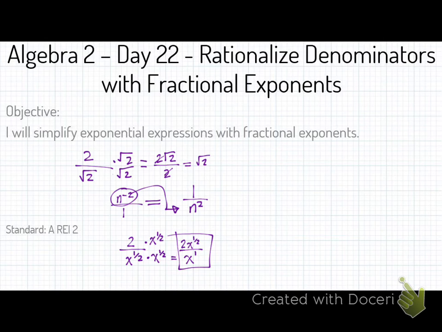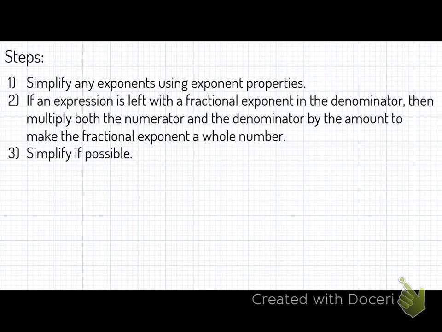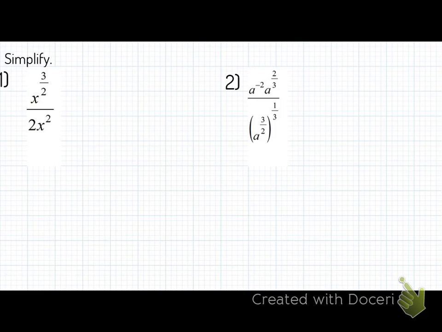Okay, so now that you've discussed it, here we go. Now we're going to apply this. So these are the steps. If you're on the video, you should pause it. And everyone in the class should have written these down. But the big idea is whenever you work out your problem and you're at the end and then you have a fractional exponent in the denominator, we want to get rid of it by multiplying it with the same base and exponent that's going to get it to the next whole number, okay?